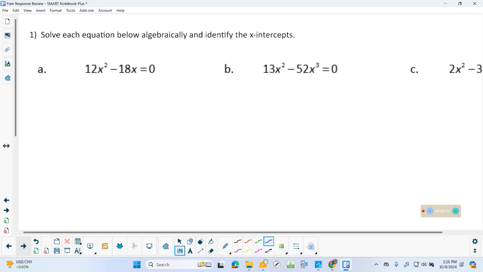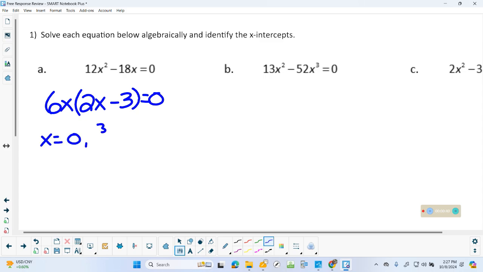So I'm looking at A. Is there a greatest common factor in A? 6x. Yeah, let's go 6x. So I'm going to need a 2, another x, and 6 times 3, of course, 18. So first give me this, what are the two solutions? 0 and 3/2. Perfect.